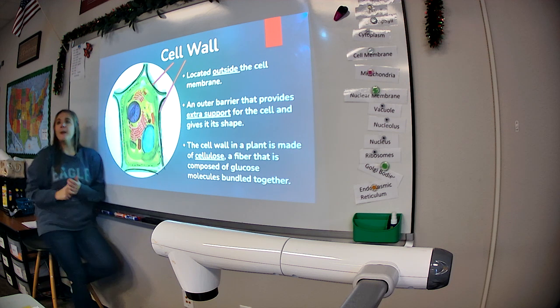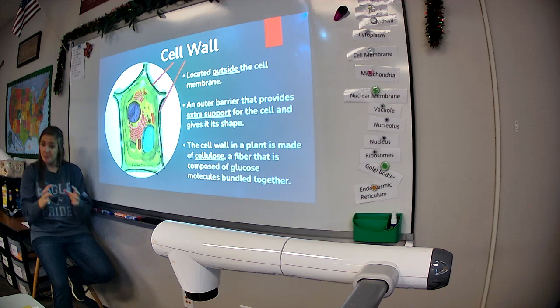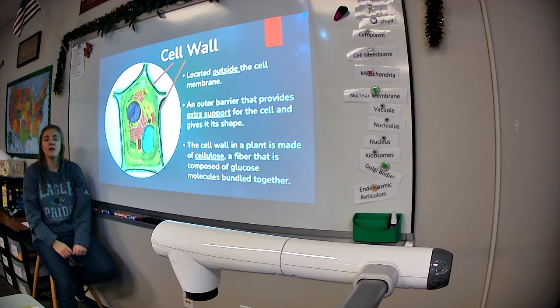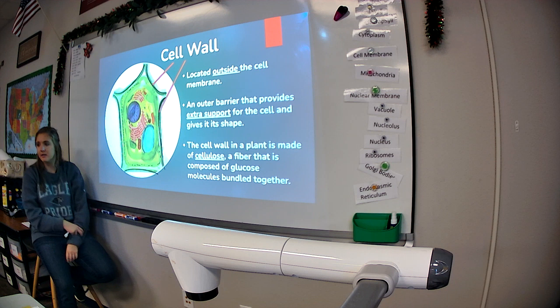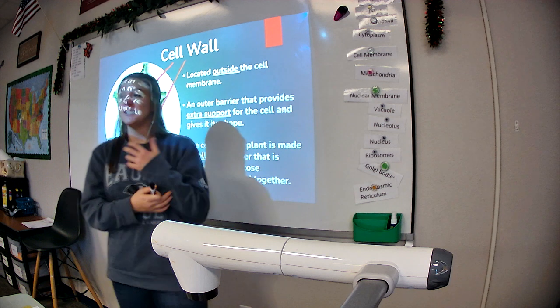Okay? So, think about it like a bubble. Is a bubble very strong? No. Bubbles pop super easily, right? But if you have a bubble inside of a cardboard box, that gives it a little more protection, right? Now it's still going to pop. We're just using an analogy. So that's the reason why plants have cell walls. It's an outer barrier that provides extra support for the cell and gives it its shape. Plant cells and plants in general do not have protective coverings. Our body cells are protected by bones, by muscles, by tissues, by ligaments, by skin.